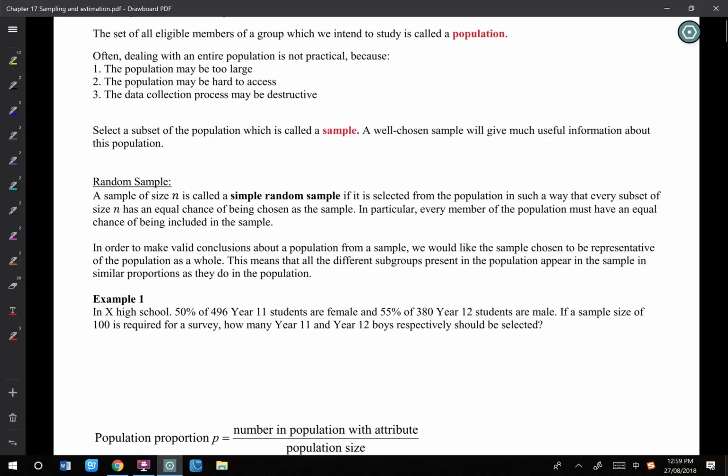So what's a well-chosen sample? It needs to be a random sample. A sample of size n is called a simple random sample if it is selected from the population in such a way that every subset of size n has an equal chance of being chosen as the sample. In particular, every member of the population must have an equal chance of being included in the sample.